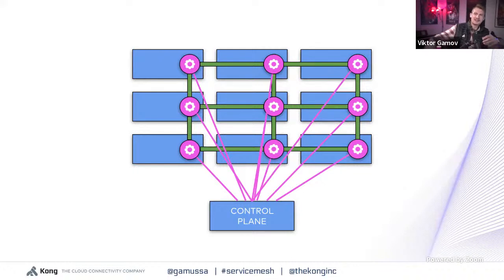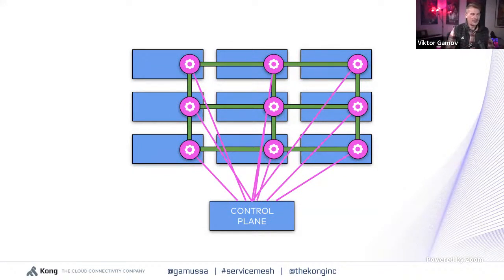You can have some sort of air traffic control tower that is responsible for managing multiple different proxies. And this idea was brought into the service mesh world.